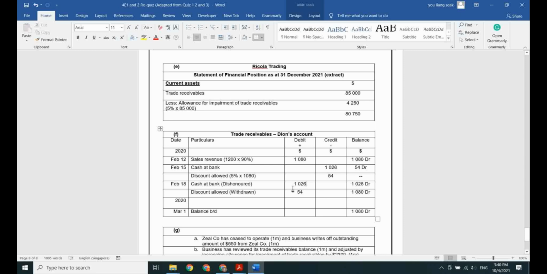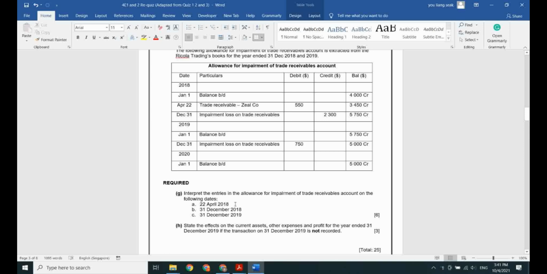So we just need to reverse the entries, and remember to include these labelings where these reverse entries are due to dishonored check and the discount allowed is actually withdrawn. And then we go back to the balance brought down, the first day of the next financial month, which is 1080 debit. So let us move on to part G.